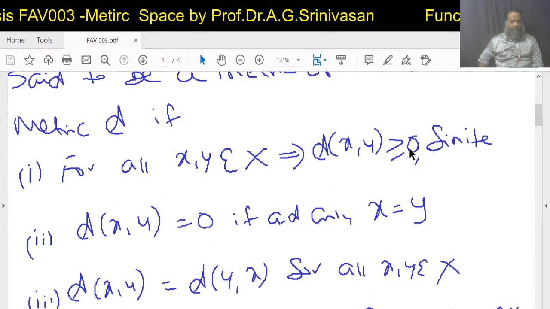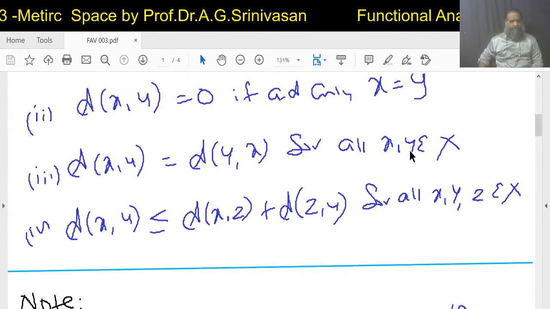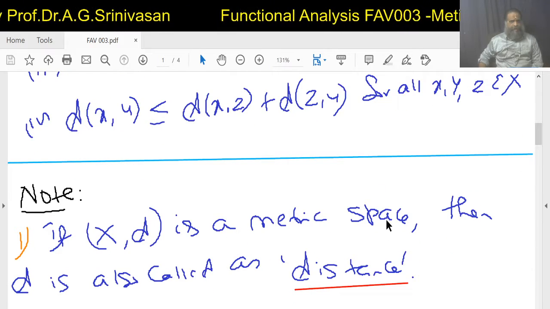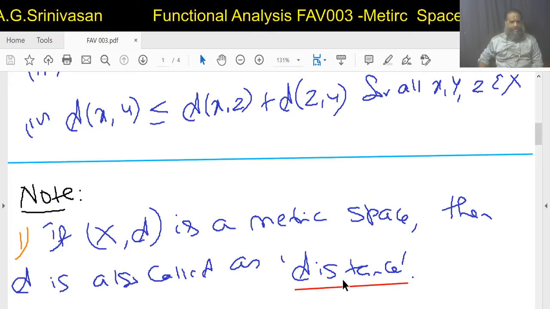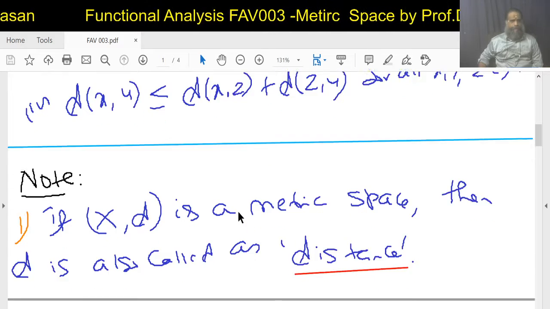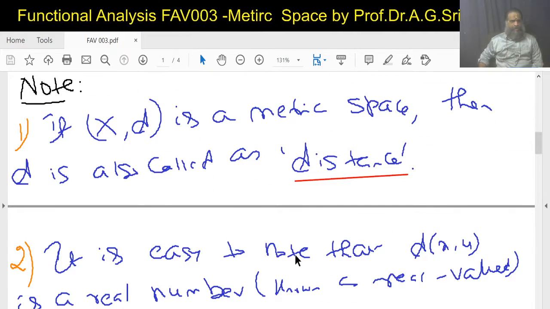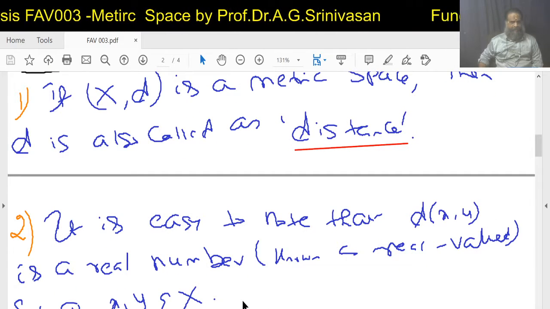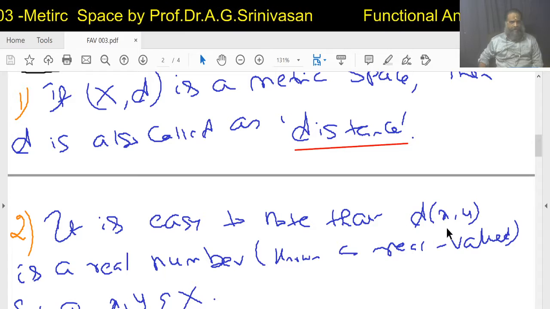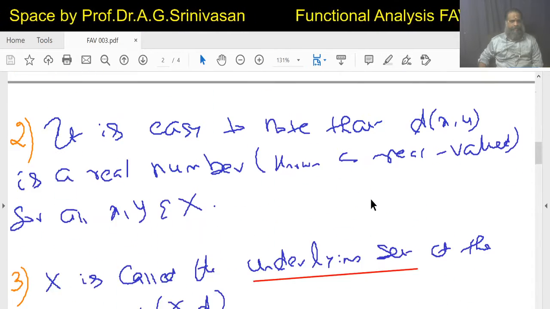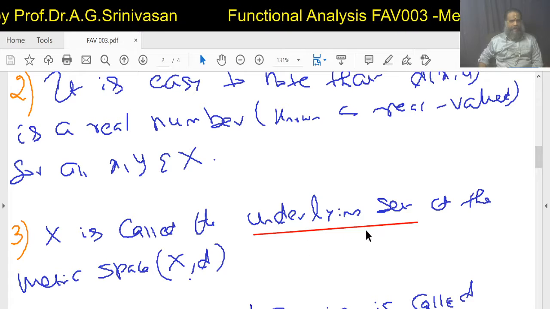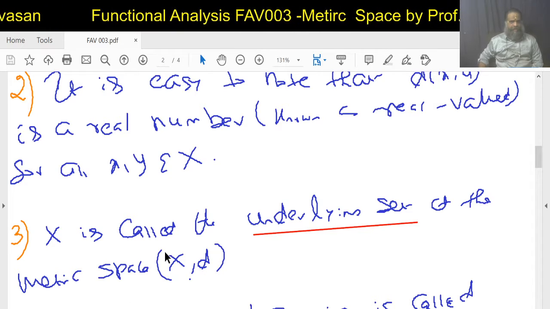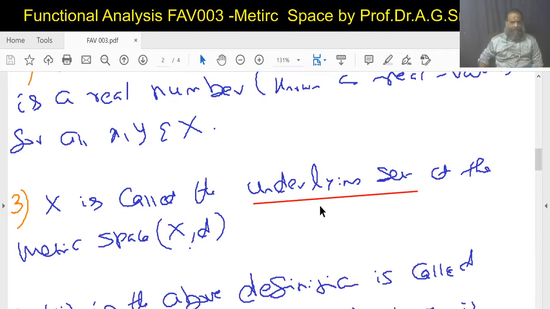Before we go to examples of metric spaces, let's take some interesting notes. One, if (X, D) is a metric space, then D is called distance or distance function. Two, it is easy to note that for every x, y belongs to X, D of x, y is a real number. Three, X is called the underlying set of the metric space (X, D).